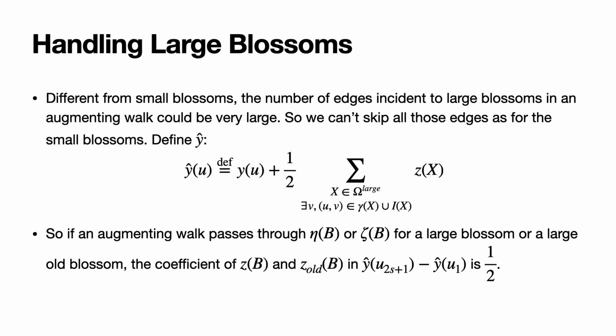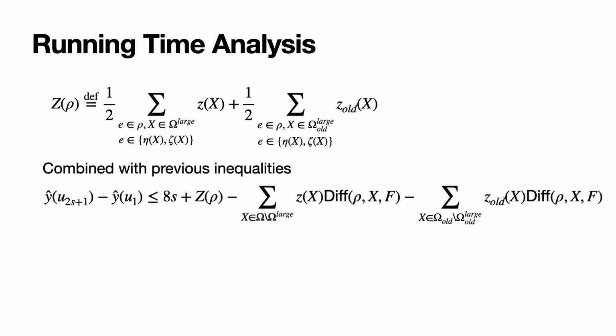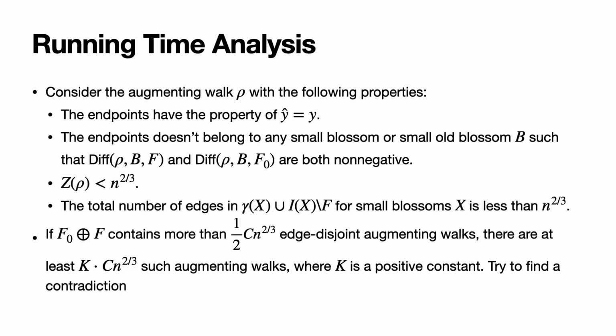We can't handle large blossoms by skipping edges like we handle small blossoms, because the number of edges incident to large blossoms in an augmenting walk would be very large. Define height y by the y value plus z_B for large blossom B. If an augmenting walk passes through eta_B or zeta_B for a large blossom B or a large old blossom B, the coefficient of z_B and z_{old B} in height y(u_{2s+1}) minus height y(u_1) is 1/2. Define Z0. Then we can prove an upper bound for height y.